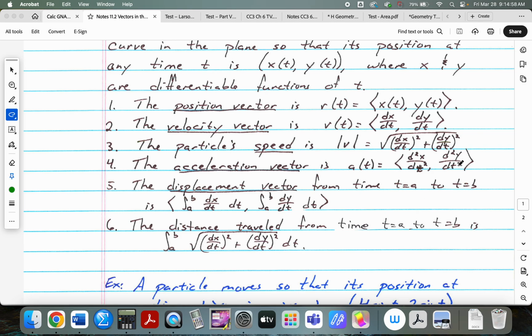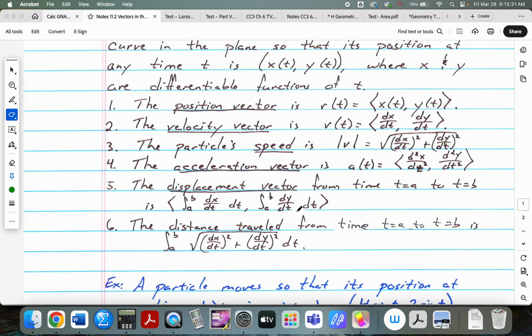They don't ask for number 5 very often, but I think that's something that may start coming up more because displacement as a term used to not be anywhere in the BC curriculum, and now it is. So the displacement vector from time t equals a to time t equals b is going to give you the change in x, and the change in y. So that gives you your displacement vector.